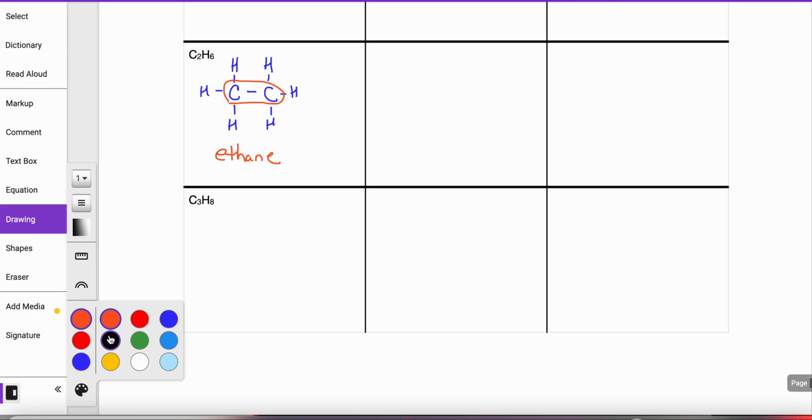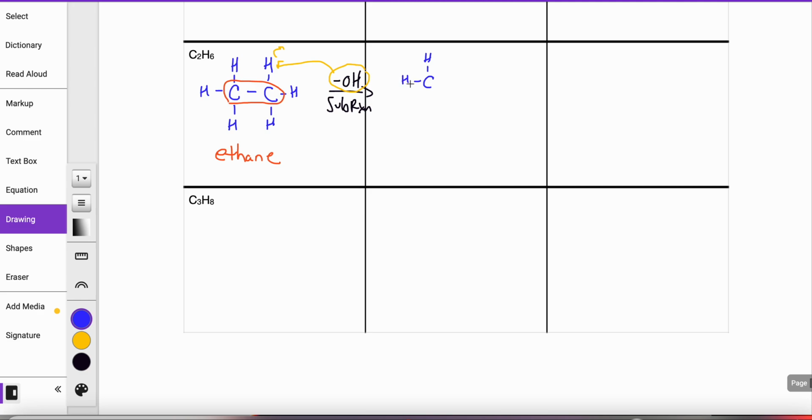So here we go. I am going to put this ethane through a substitution reaction, and I am going to replace one hydrogen with an OH. So this hydroxyl group, the OH, it's going to come in and kick that hydrogen out. So here we go. We have our first carbon. It still has its 3 hydrogens attached to it. We have our second carbon. It still keeps 2 of its original hydrogens, but the third hydrogen has been replaced by that OH.